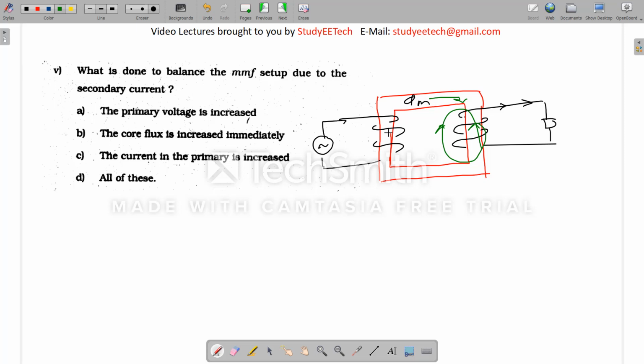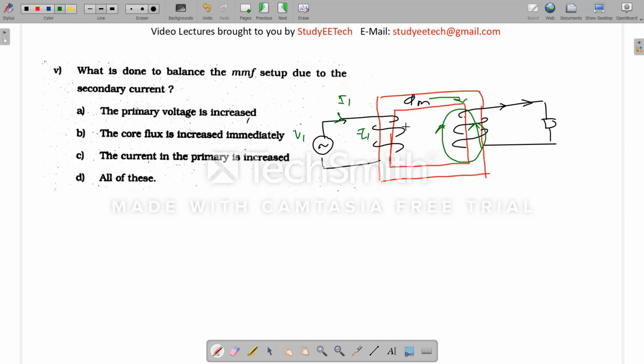It will oppose it. Once it is opposing, phi m will decrease. Once phi m decreases, the induced voltage E, which depends on phi, will decrease, right? Once E is decreased, the current, which is nothing but the supply voltage minus the induced EMF divided by the impedance, will increase. Basically, the primary current will increase, and this current will increase the phi.